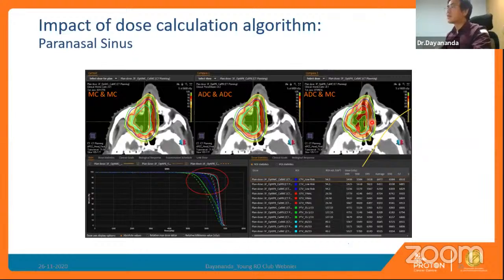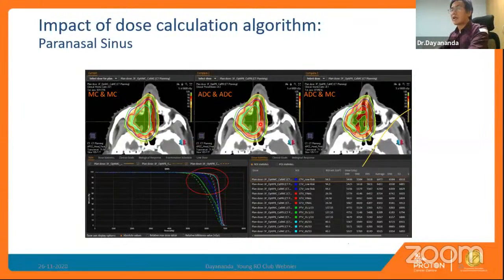But this can be improved if you use Monte Carlo both for optimization as well as calculations. You can see here that there is a significant improvement. This is the actual dose which you are going to deliver to the patient. But if you happen to do it with analytical dose calculations, then you are bound to deliver a different dose than what is seen on your computer.